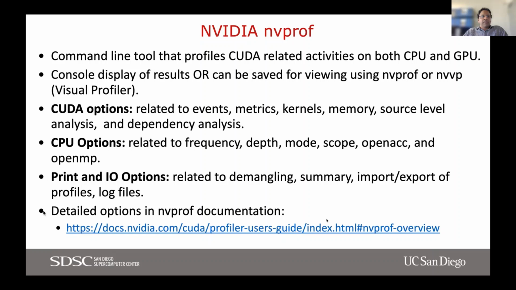And then with all of these, there are print and IO options so that you're getting something usable out of all this. The number of options is quite a huge list, and I won't be able to go through all of them today. So I'm providing the link to the nvprof documentation, which has a lot of the stuff that I'll talk about, but a lot more details there.